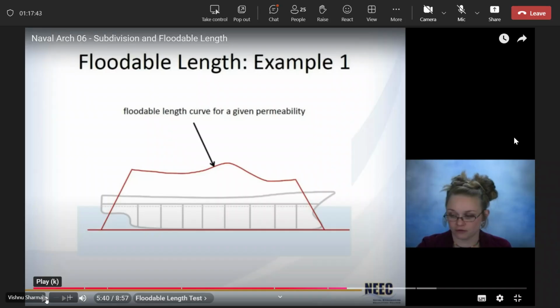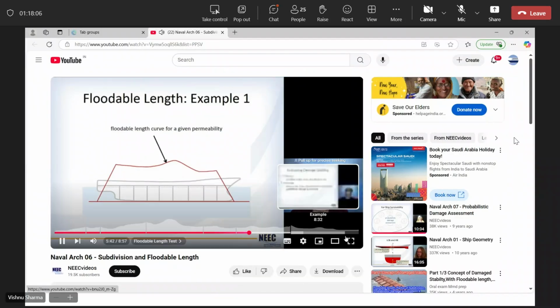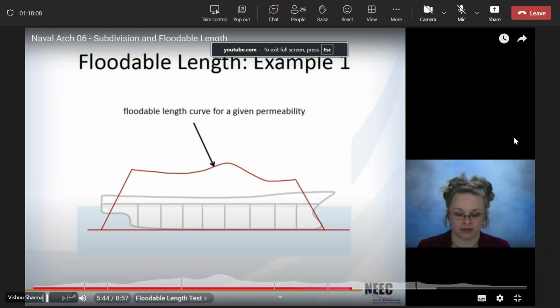Now, the triangles that she was making, now floodable length, can you hear me? The floodable length curve is superimposed on the ship, right, guys? Yes. And then she's testing whether the bulkhead spacing is not more than what is required. So now what is done? At the base of each bulkhead here. Floodable length curve. So remember, the floodable length curve is the allowable flooding that can happen.